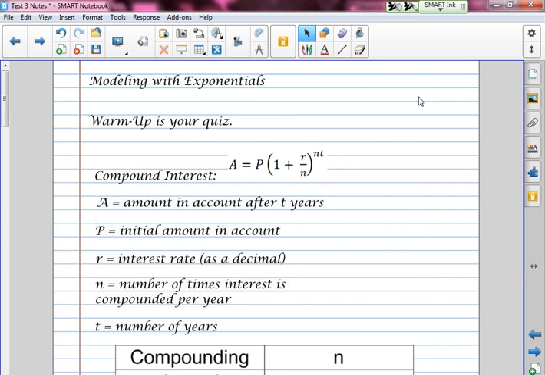Compound interest. The formula is A equals P times (1 plus R over N) to the NT power, where A is the amount in the account after T years, P is the initial amount in the account, and initial means how much you're investing. R equals the interest rate written as a decimal. N equals the number of times interest is compounded per year, and T equals the number of years. And please make sure you're putting this in your notes. If that means you have to pause the video, please do so.